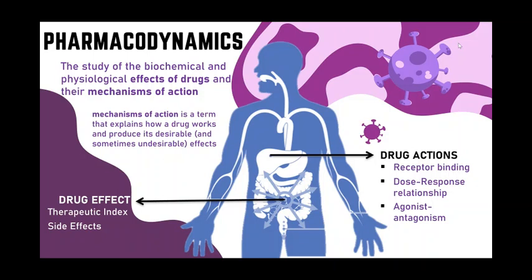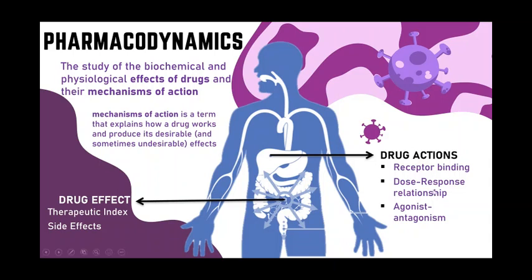Pharmacodynamics is the study of the biochemical and physiological effects of drugs and their mechanism of actions. Mechanism of action is a term that explains how a drug works and produces its desirable and sometimes undesirable effects. The effect of the drug can be seen once it binds to the receptors of any target proteins. This binding will produce pharmacological effects that can be measured using the dose-response relationships.